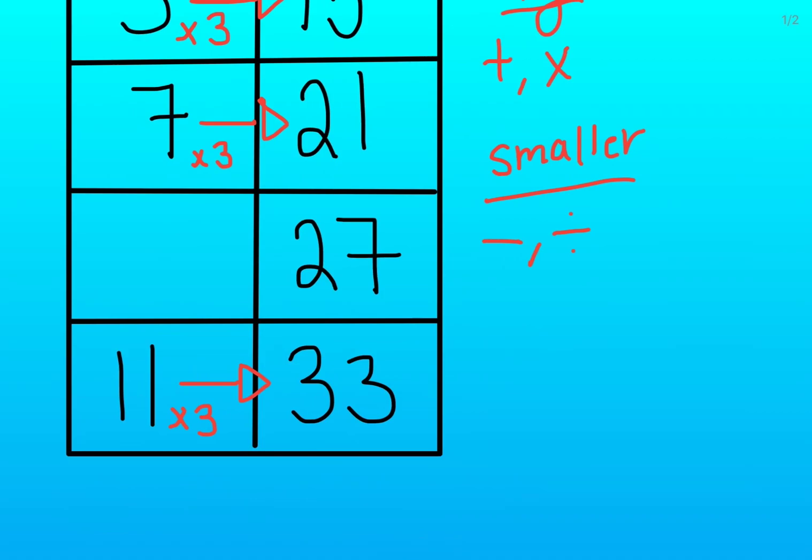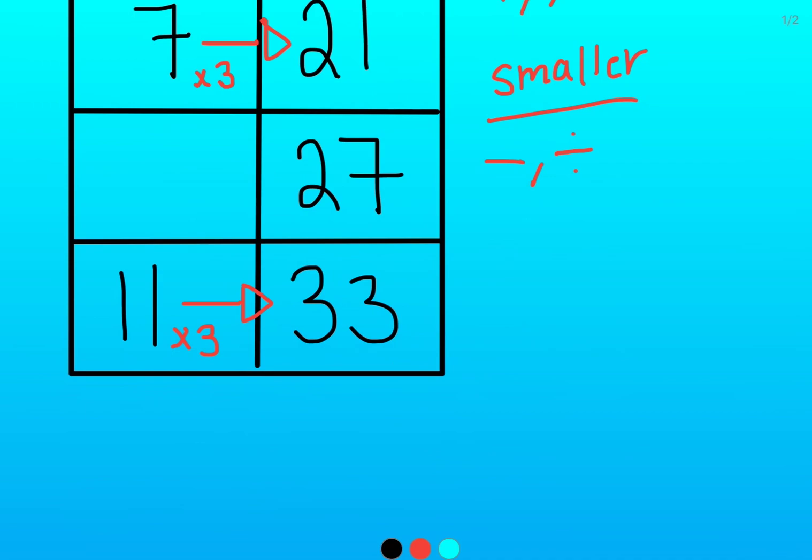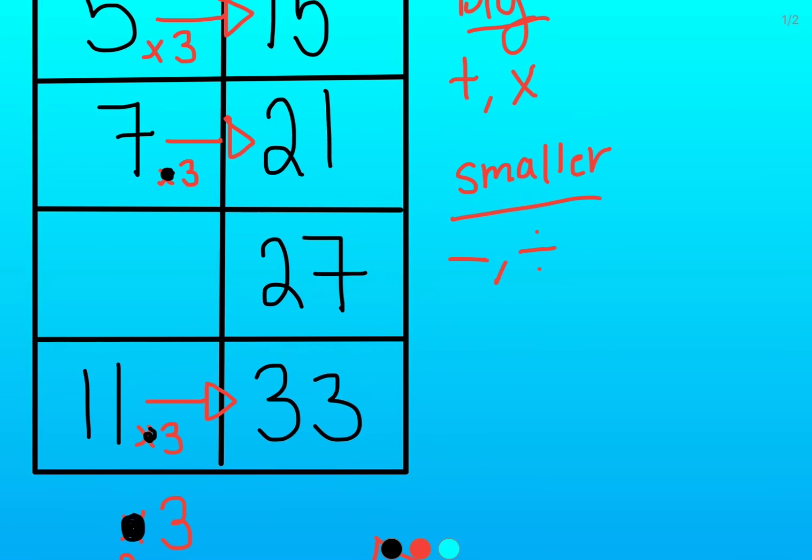So we figured out our rule. Our rule is, to get from here to here, we have to multiply the number by 3. Sometimes you're going to see it listed like this. Sometimes you're going to see it as a dot, like dot 3. It's the same thing. Whether it's a dot 3 or a times 3, it's going to be the same thing.